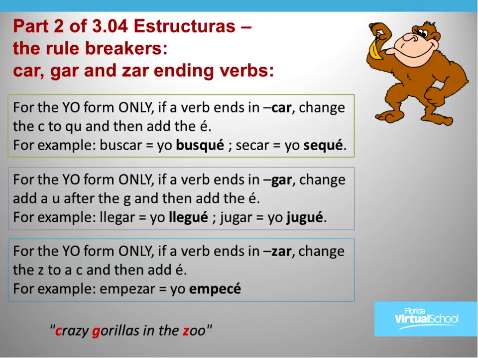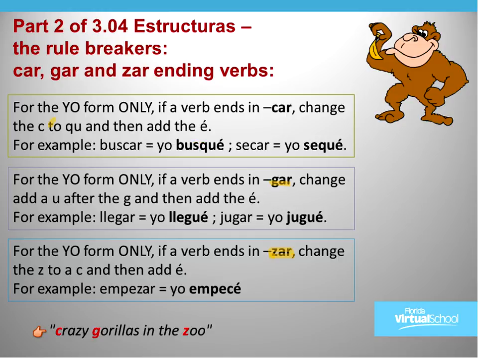Part 2 of your estructuras. So when you go to 3.04, you want to click on the estructuras tab, and then at the bottom, you want to click on part 2. That's going to show you the irregular endings for verbs that end in CAR, GAR, and ZAR. I'm not going to spend a lot of time on this, but I want you to see that there's a U that would come after. Like the CAR would change to a Q, and then you would add a U as well. So spend some time in 3.04 Estructuras Part 2.